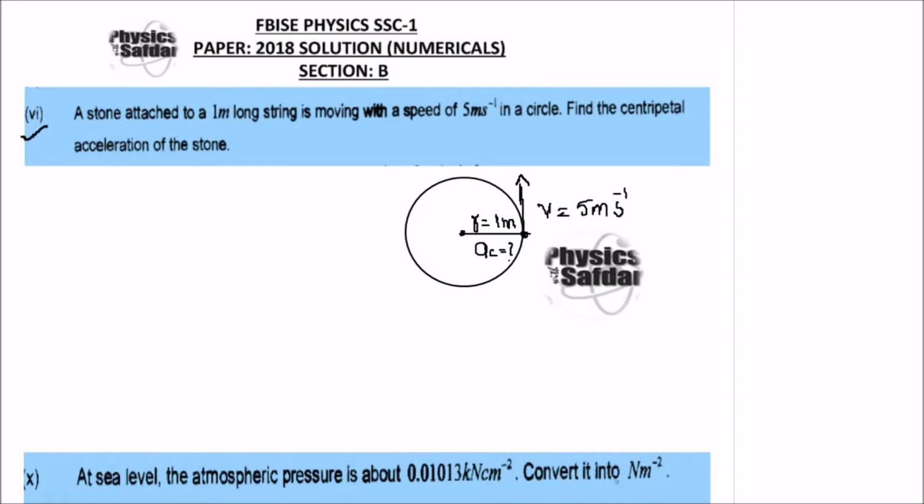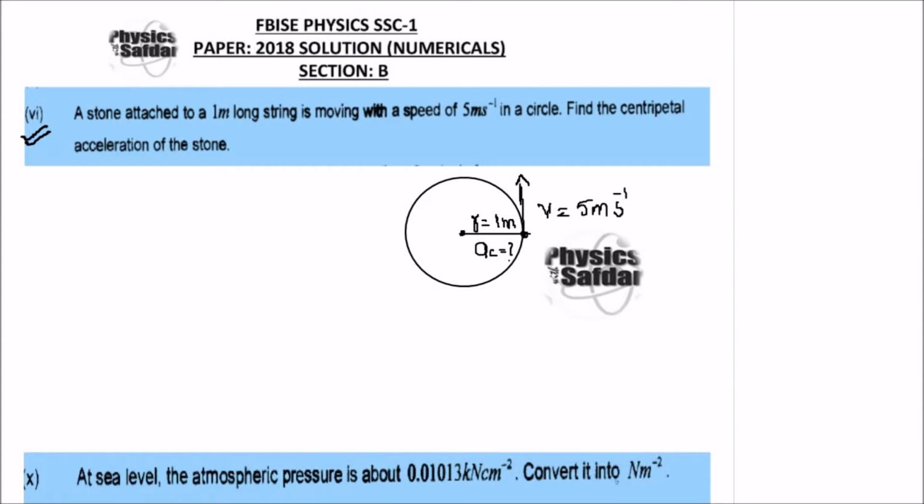This is question number 6 from section B. The question is, a stone attached to a 1 meter long string is moving with a speed of 5 meters per second in a circle. Find the centripetal acceleration of the stone. First look at this diagram.